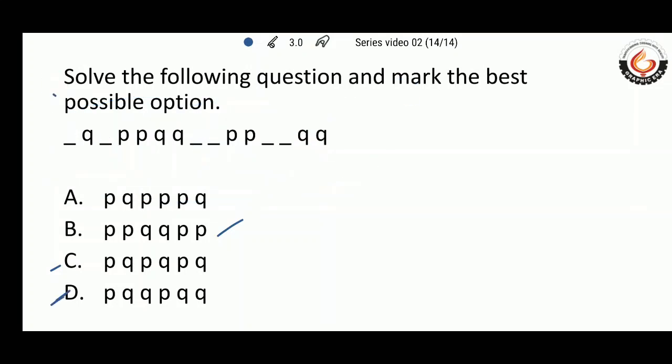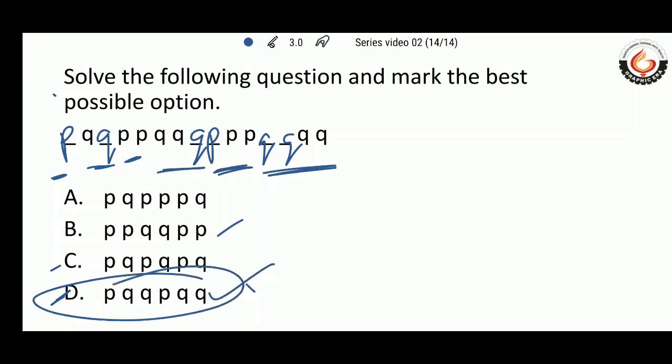Let's check this last one. P, Q, Q, P, Q, Q. It is P, Q, Q, P, P, Q, Q, Q, P, P, P, Q, Q, Q, Q. The previous three were not working, but in this what I can see is every time the count of P and Q is increasing. 1P, 2Q, 2P, 3Q, 3P and 4Q. So option D is the correct one.